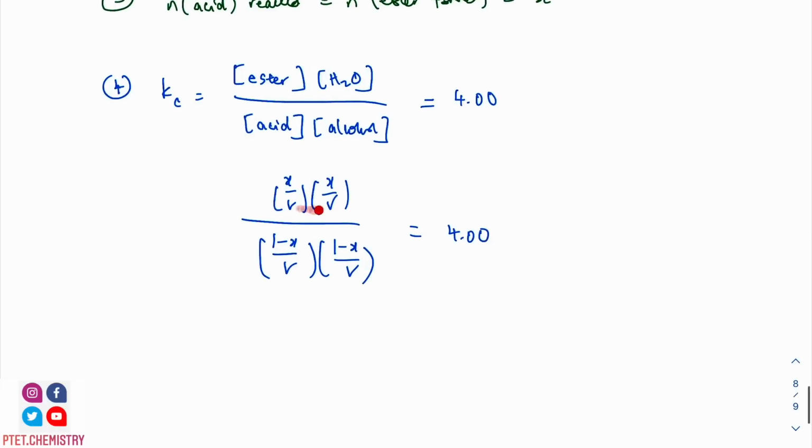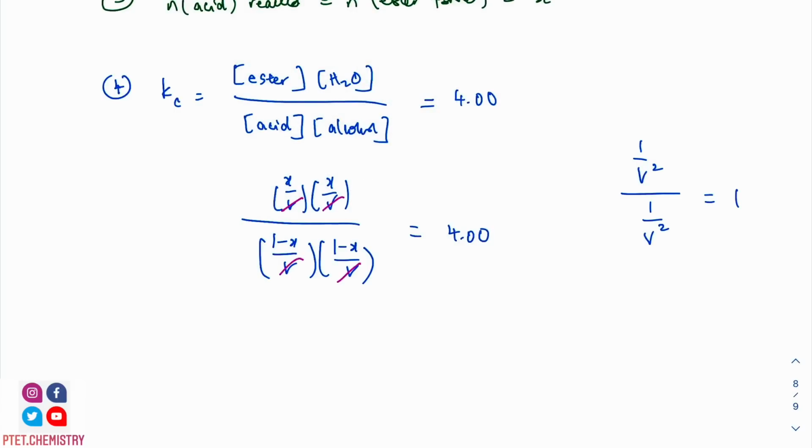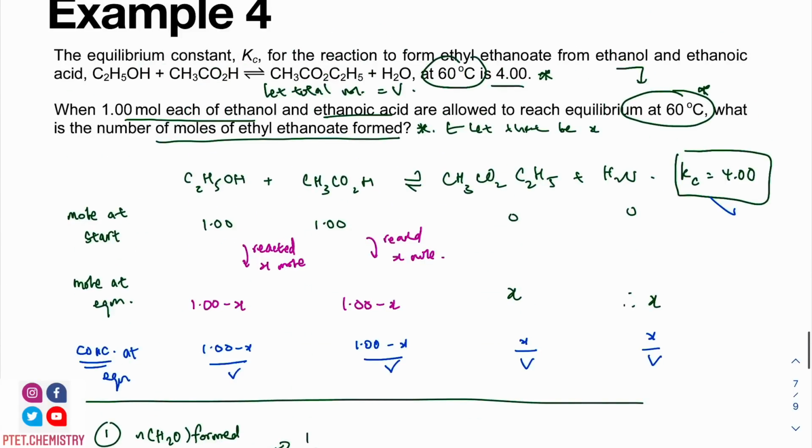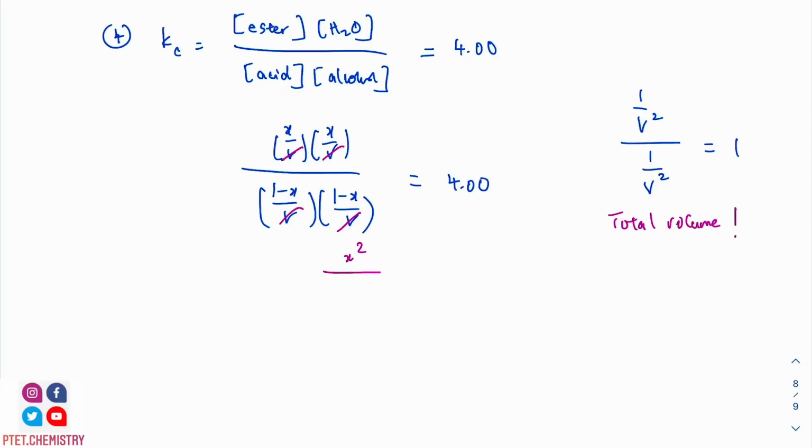You can immediately see, I hope, 1 over V squared over 1 over V squared is equal to 1. So the V will cancel out. That's why the total volume doesn't need to be known in this question. In other types of scenario, you might need the total V, but in this question, we should be working with concentration because Kc is to do with concentration, but you don't need to know total volume because they do cancel out. So what do I get? I get X squared over 1 minus X squared equal to 4. Start to use whole numbers because it's quite simple now.